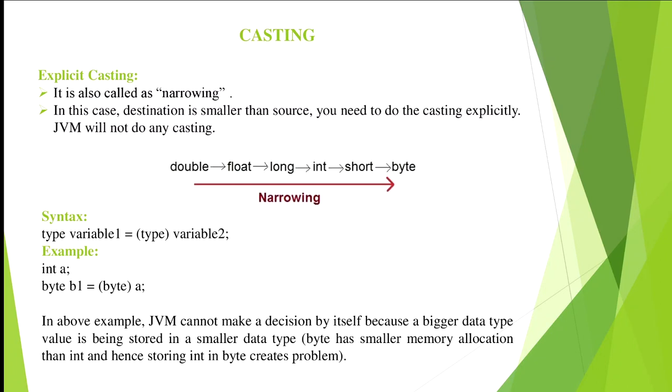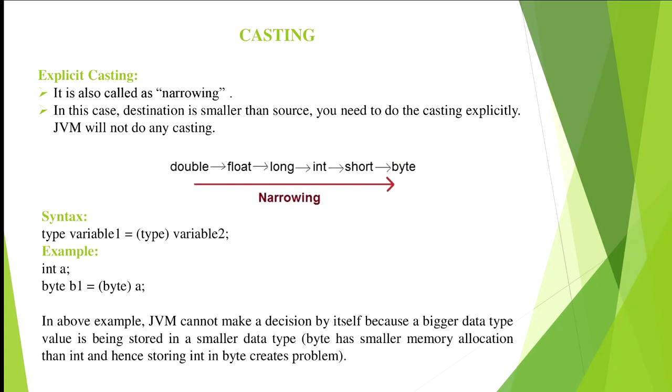See in the figure, if you look from left to right, I read double, float, long, int, short, byte. According to their storage capacities, the storage capacities decrease from double, float, long up to the byte, and that's why it is called narrowing. What is the syntax of explicit casting? Type variable1 = (type) variable2.